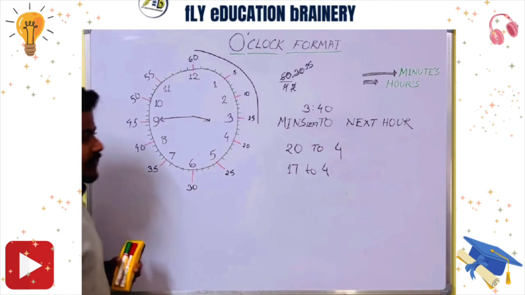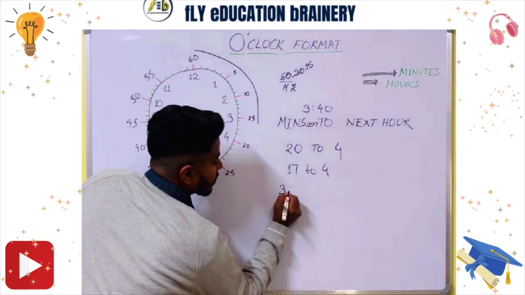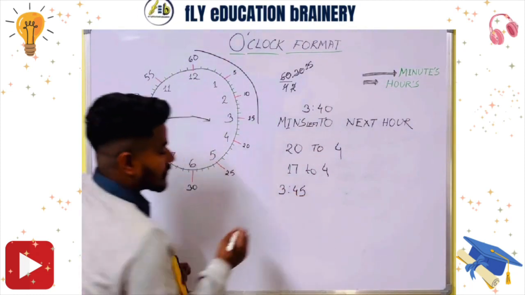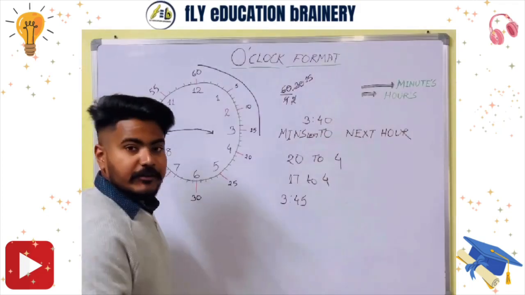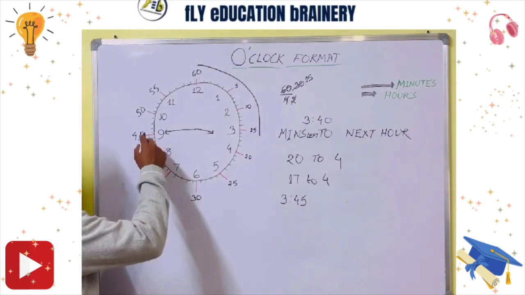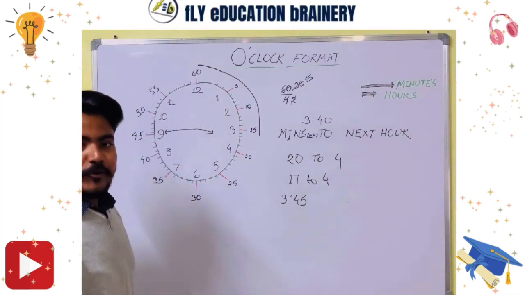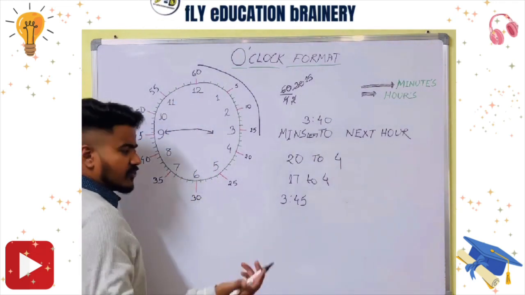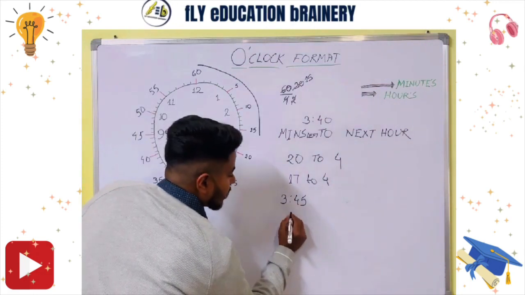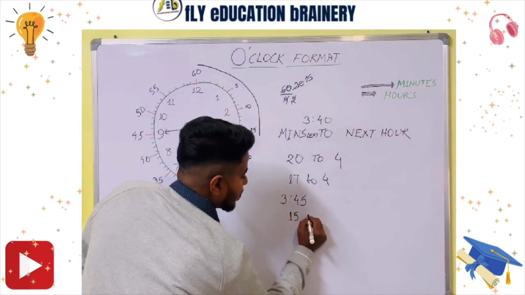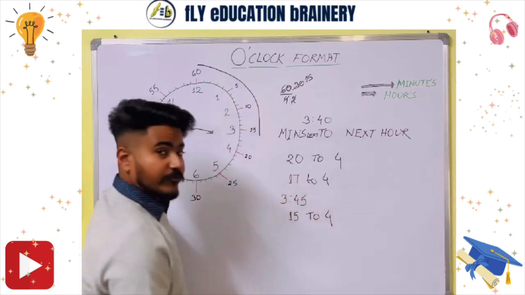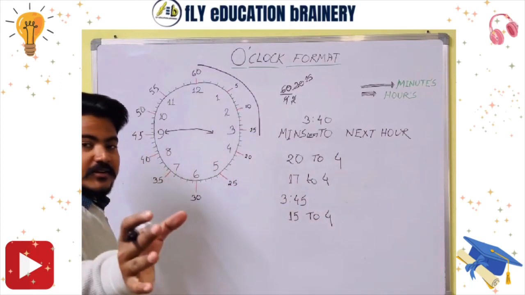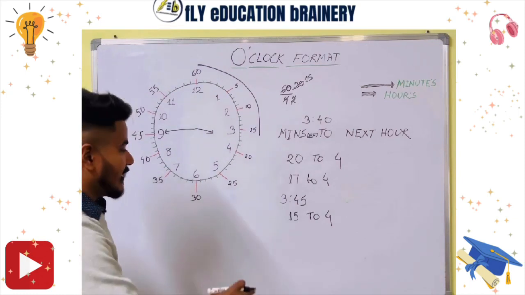Now, when the time will become 3:45, okay, in digital way 3:45. Now how can we say the time in the o'clock? 3:45. Naturally 15 minutes are left for 4 o'clock. So logically we can write 15 to 4, right? But here comes the same context again.